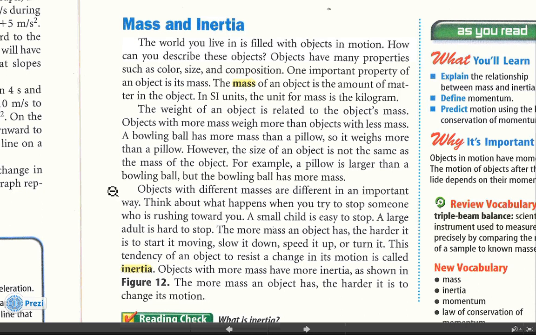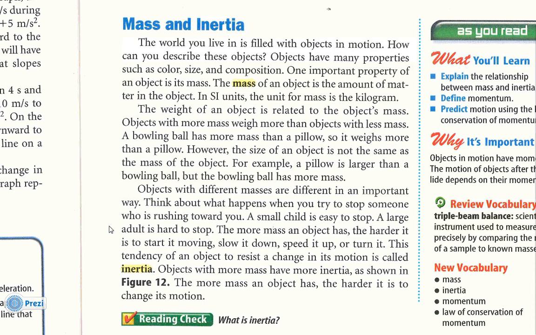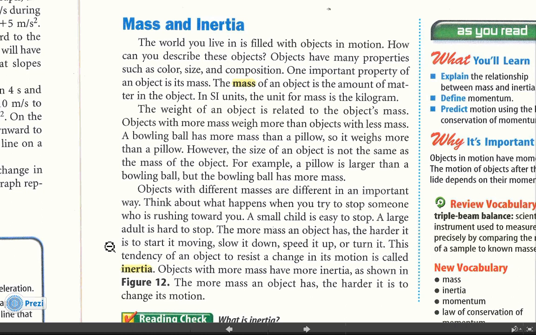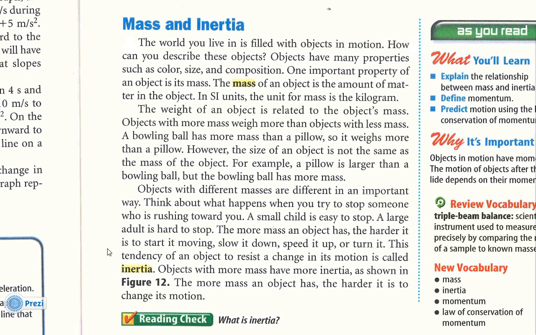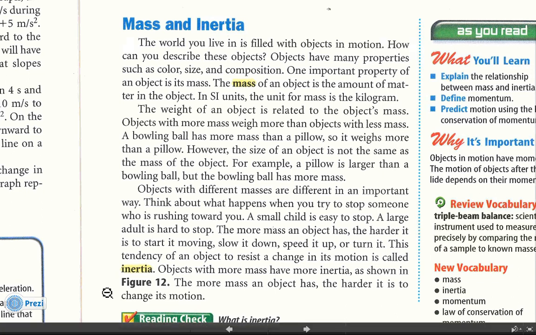Objects with different masses are different in an important way. Think about what happens when you try to stop someone who is rushing toward you. A small child is easy to stop. A large adult is hard to stop. The more mass an object has, the harder it is to start it moving, slow it down, speed it up, or turn it. This tendency of an object to resist a change in motion is called inertia. Objects with more mass have more inertia, as shown in Figure 12. The more mass an object has, the harder it is to change its motion.